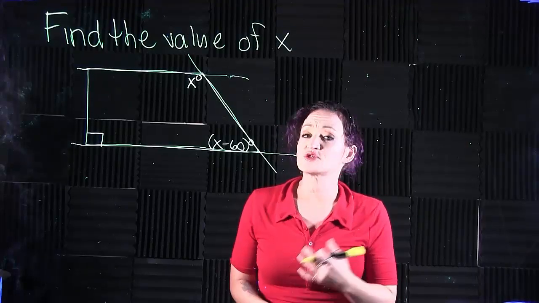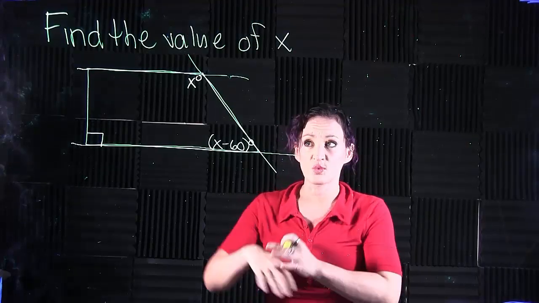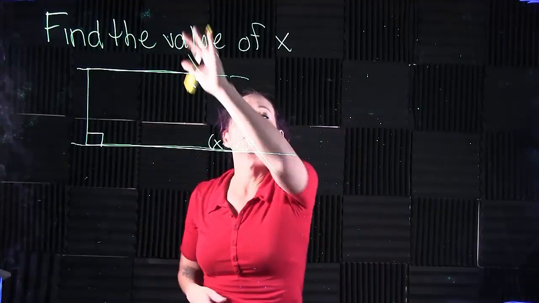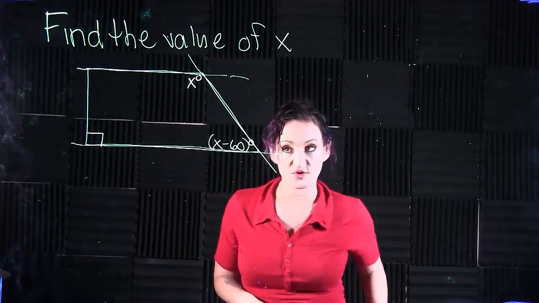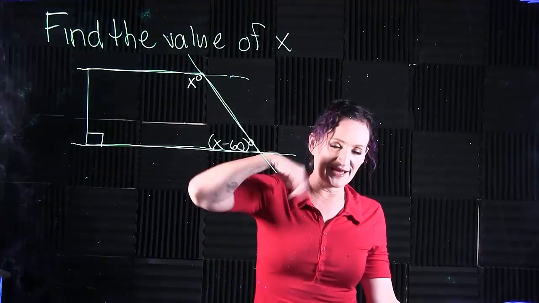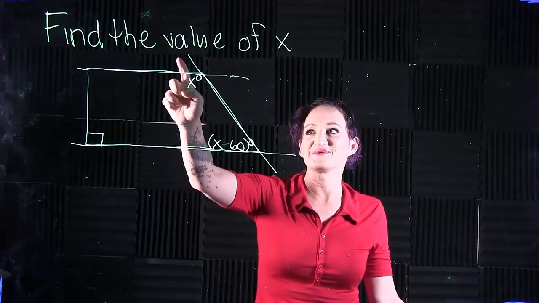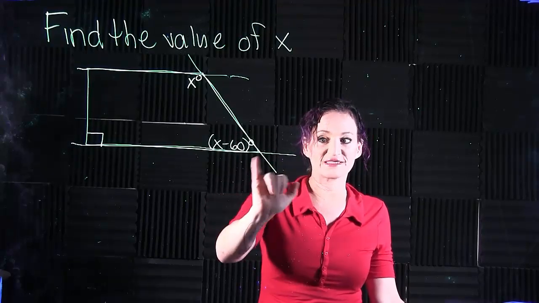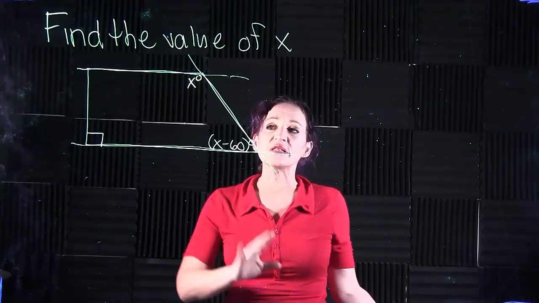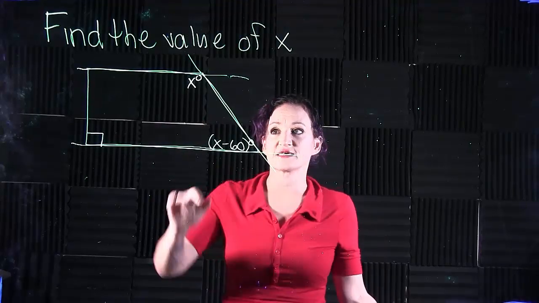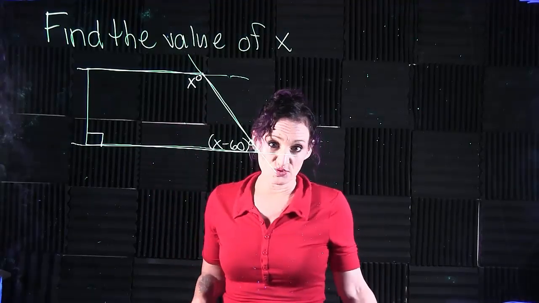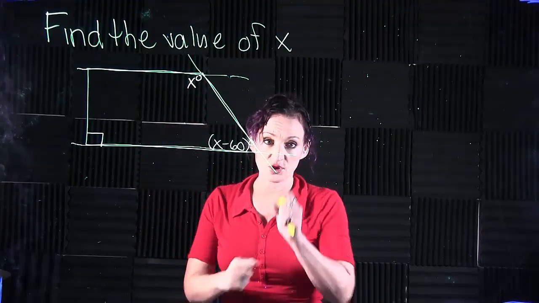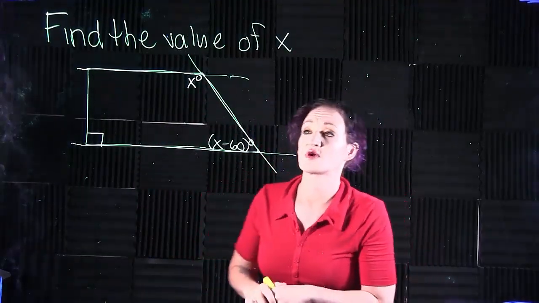When that happens, there are certain relationships that follow with the angles involved in this scenario. The two parallel lines and the one transversal create four angles up here, 1, 2, 3, 4, and then four angles down here, 5, 6, 7, 8. Specifically, we're looking at the x and the x minus 60. We want to know what x is equal to, which will in turn let us know what these two angles are equal to.